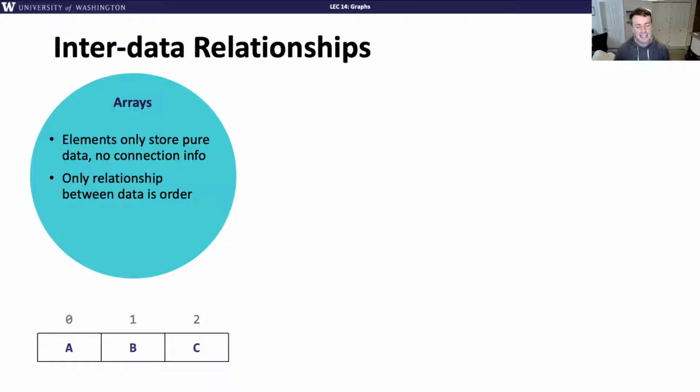So if you think back to some of the data structures we've talked about, something like an array, arrays don't do a very good job at trying to capture any interdata relationships. The elements of an array just store the data itself. It doesn't really store any connection about how index 1 relates to index 6. Really, the only connection we have with the data is the order. So sometimes we might say that index 0 is the best thing, and then index 1 is the next best thing, but all you really get is some kind of global property usually. You don't really get how A relates to C.